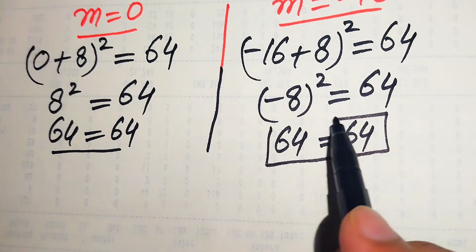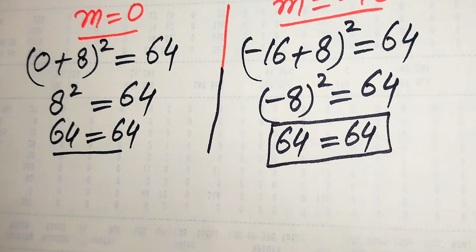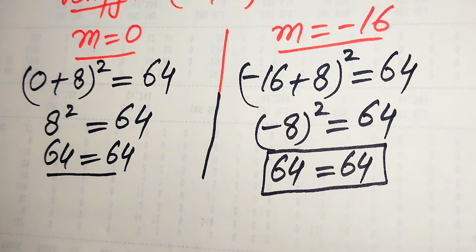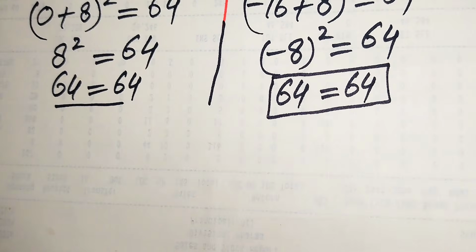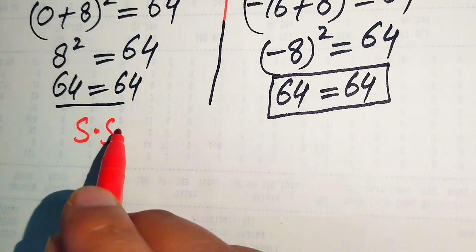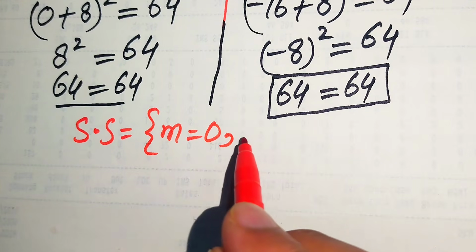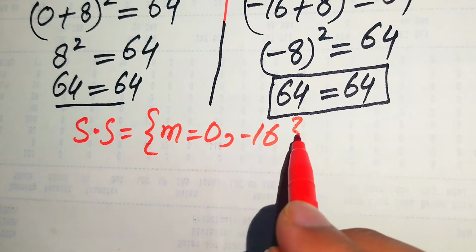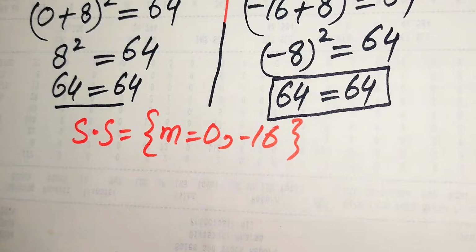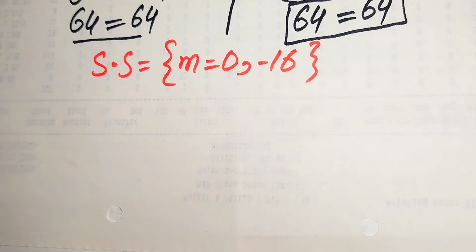This again shows that both of the sides are equal. It means that the second value of m also satisfies our given question statement. And finally, the solution set of this problem is m equals 0 and m equals minus 16. So these are the two solutions of the given equation which we get here from the first method.